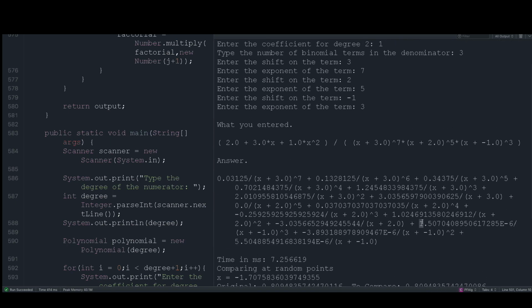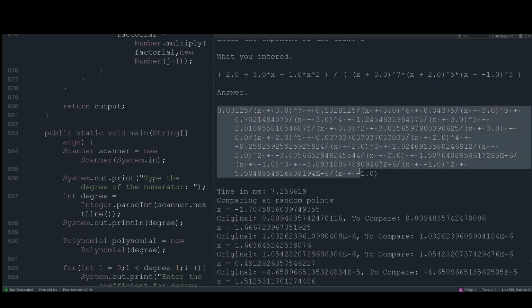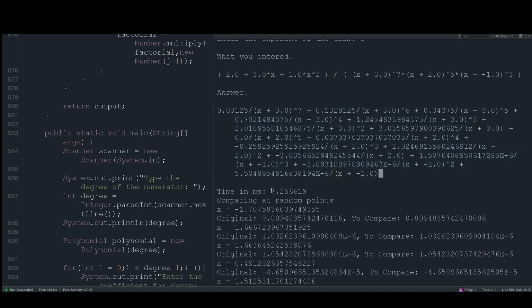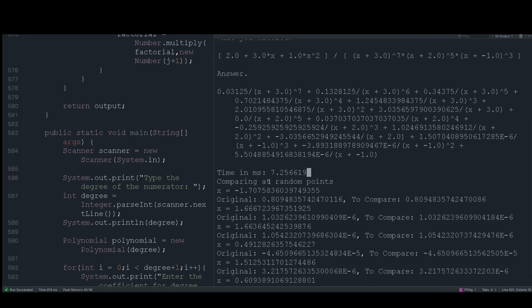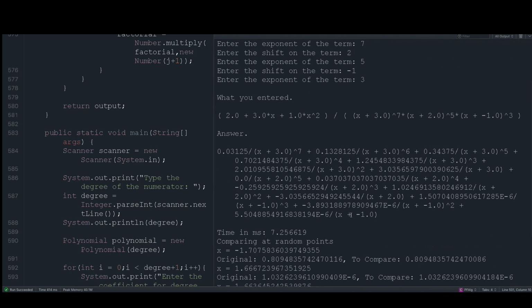So here's what was entered, and then here's the full expanded form. This time I think is a bit of an overestimate. I think Java's virtual machine just has to load all the classes, so some of those milliseconds may have been that. This might be an overestimate. As you can see, comparing at different points, clearly it's the same function.